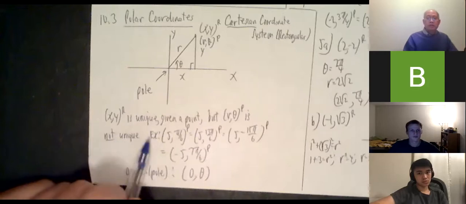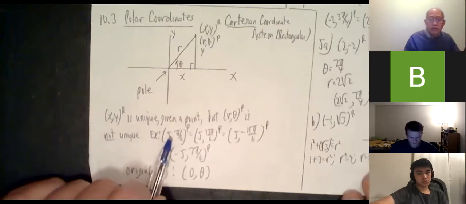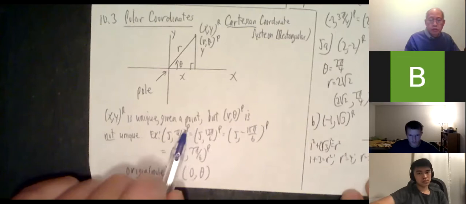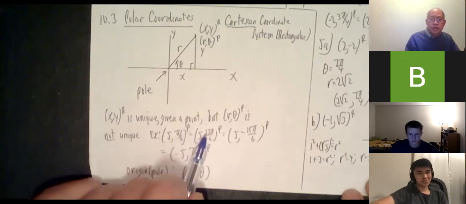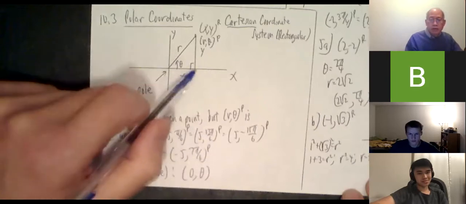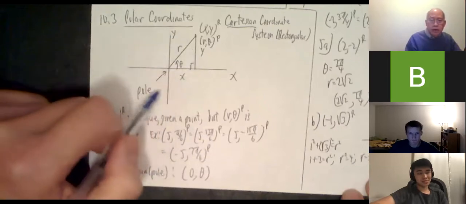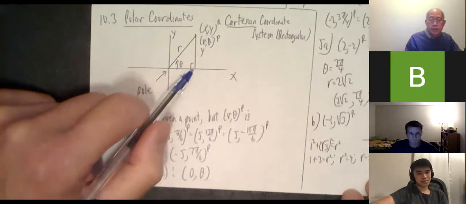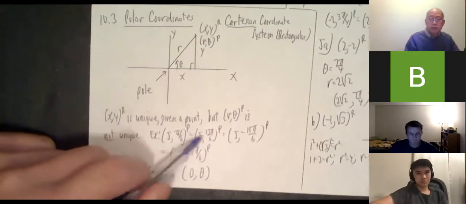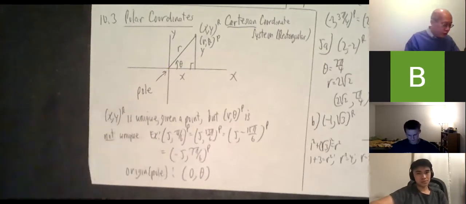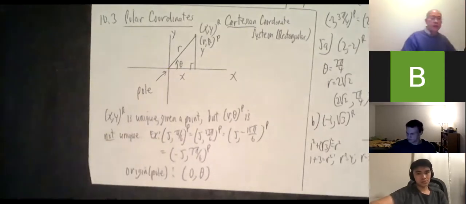So for instance, if I say 5 comma pi over 6 in polar coordinates, I could also call that 5 comma 13 pi over 6, because if I go to pi over 6, I go all the way around the circle, that's 2 pi. And if I add another pi over 6, I land at 13 pi over 6. So there's more than one way to label a point in polar coordinates.